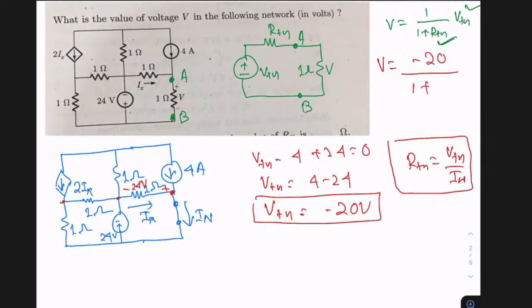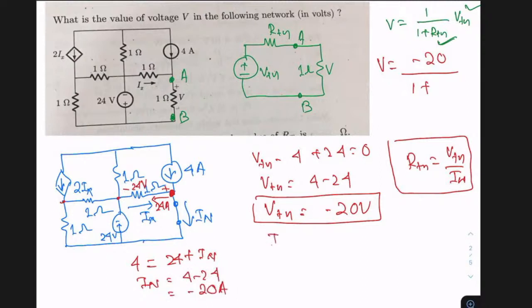If I ask you what is the current in this direction, in a resistor the current enters through plus and leaves through minus. Because of the voltage polarity I have given, the current is from plus to minus. So what is the current? This current is 24 amperes, because voltage is 24 and resistance is 1. 24 by 1 becomes 24 amperes. So at this particular node, now you can write a KCL. What is the incoming current? Incoming current is 4. What is the outgoing current? 24 plus IN. So your IN is 4 minus 24, that is minus 20 amperes.